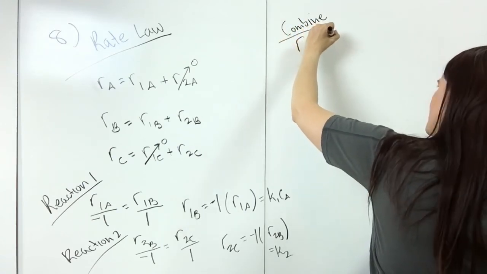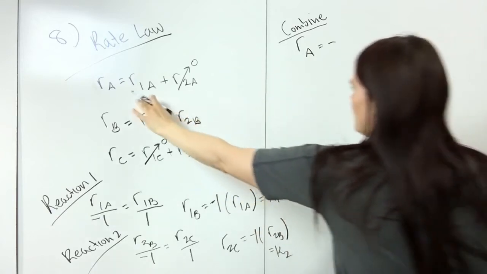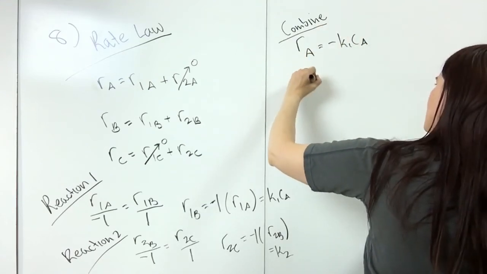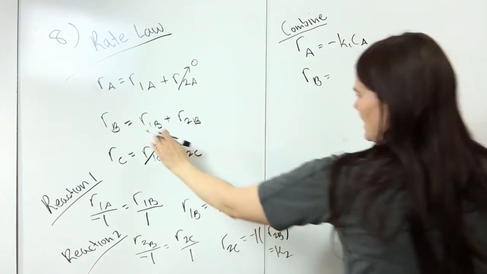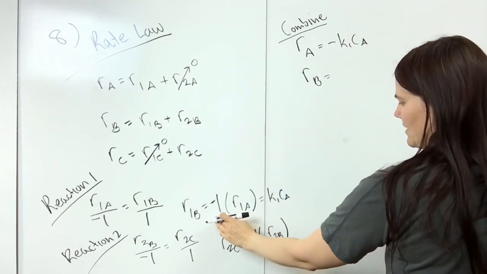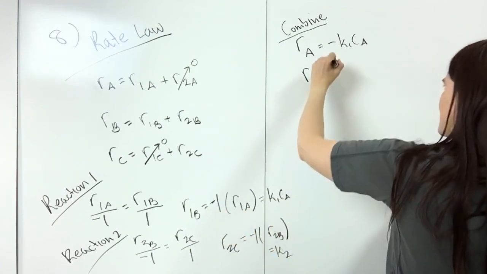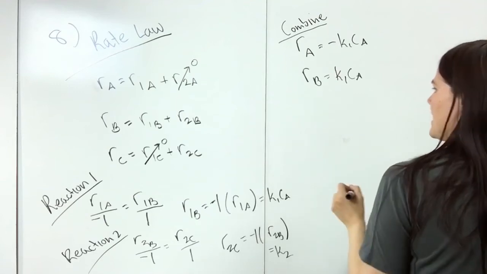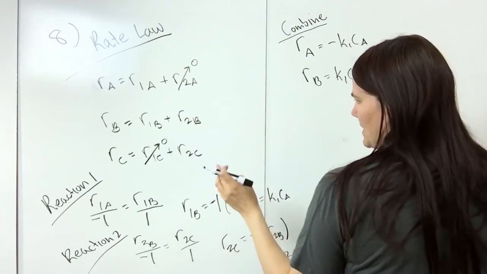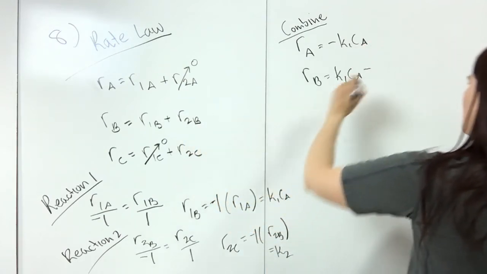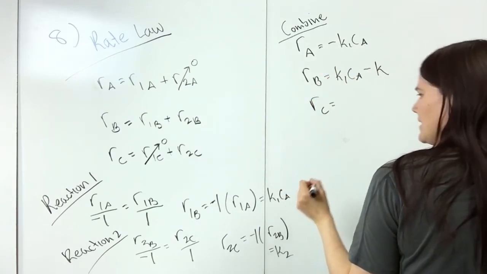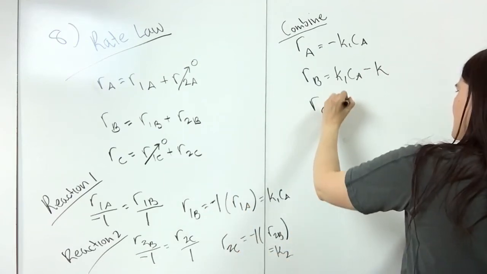We know that RA is equal to minus, so we already knew what R1A was, that was just minus K1CA. RB is equal to, and then we know that R1B is equal to minus 1 multiplied by R1A, so it was K1CA minus, and then R2B, so we knew what that was, K2, and RC is equal to R2C, which was K2.